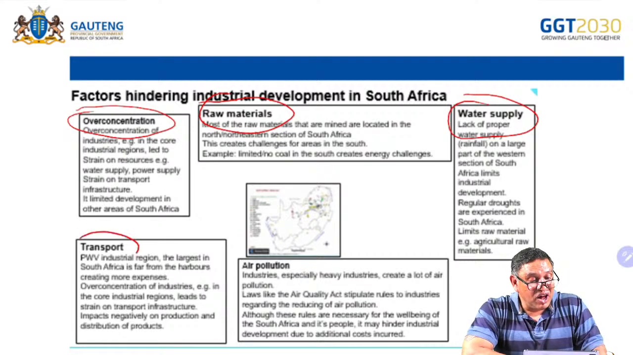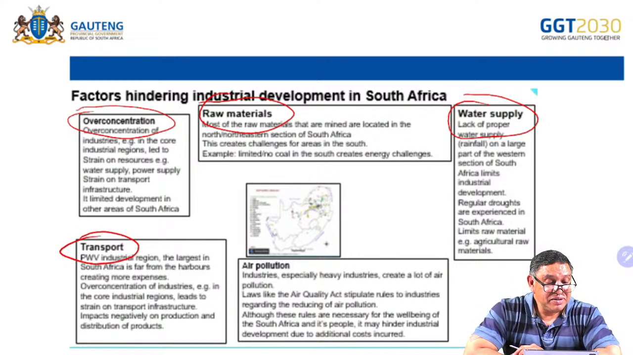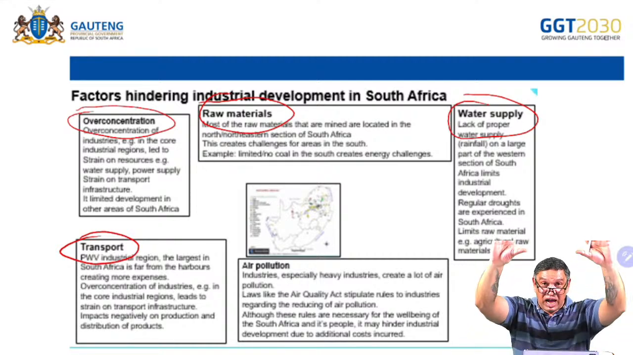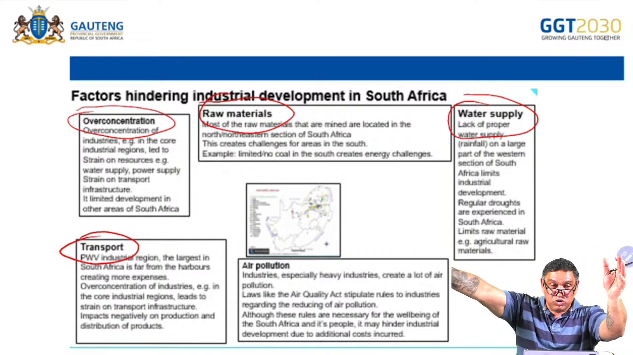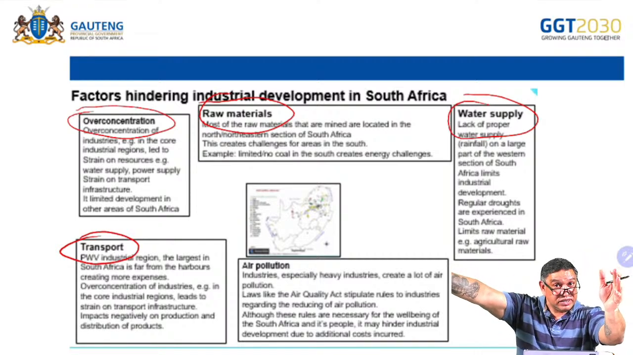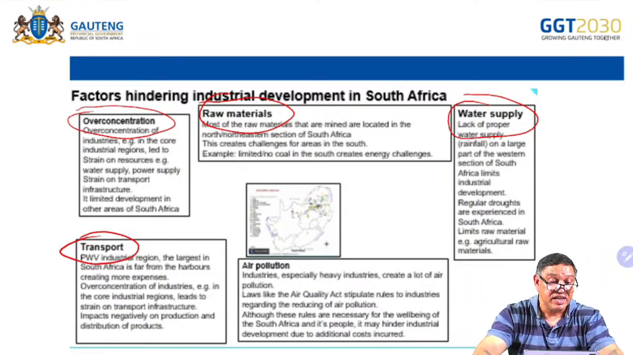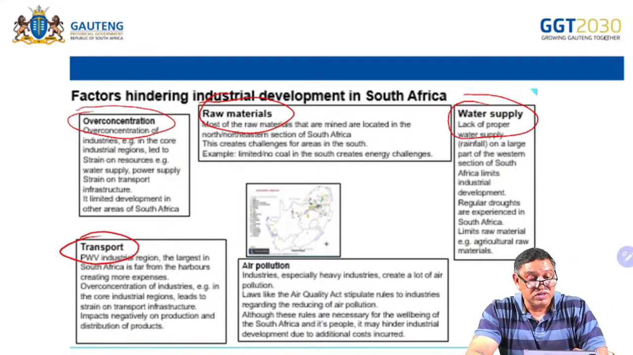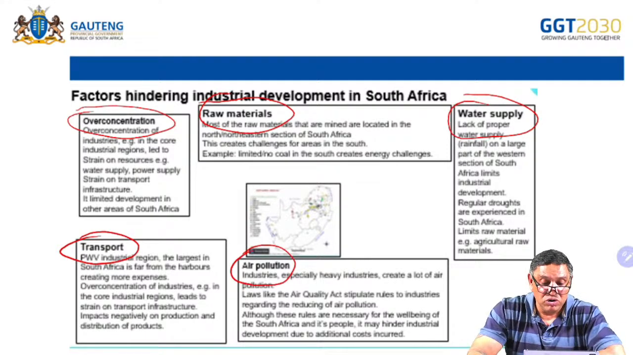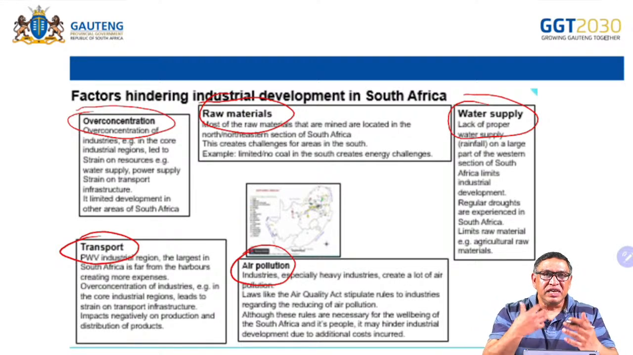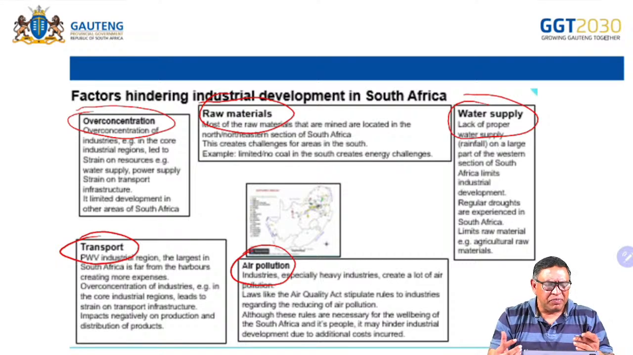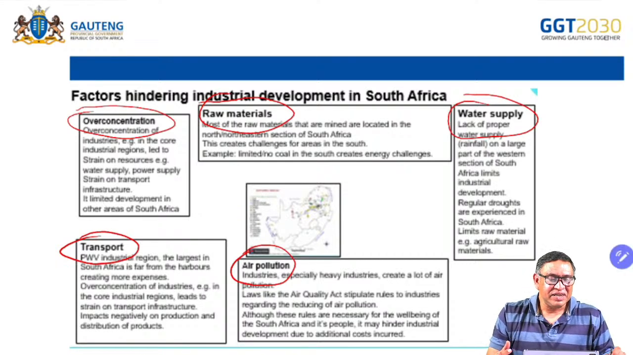All right. Transport, okay, it's good networks, but we have a problem. Our largest industrial area is the PWV, and to transport goods to the harbor is a long distance, so it can also be a negative factor, and the congestion that causes. Air pollution also, all right, and now with the Air Quality Act, if you pollute the air, you're going to pay big fines. So these things hinder industrial development to a certain extent.